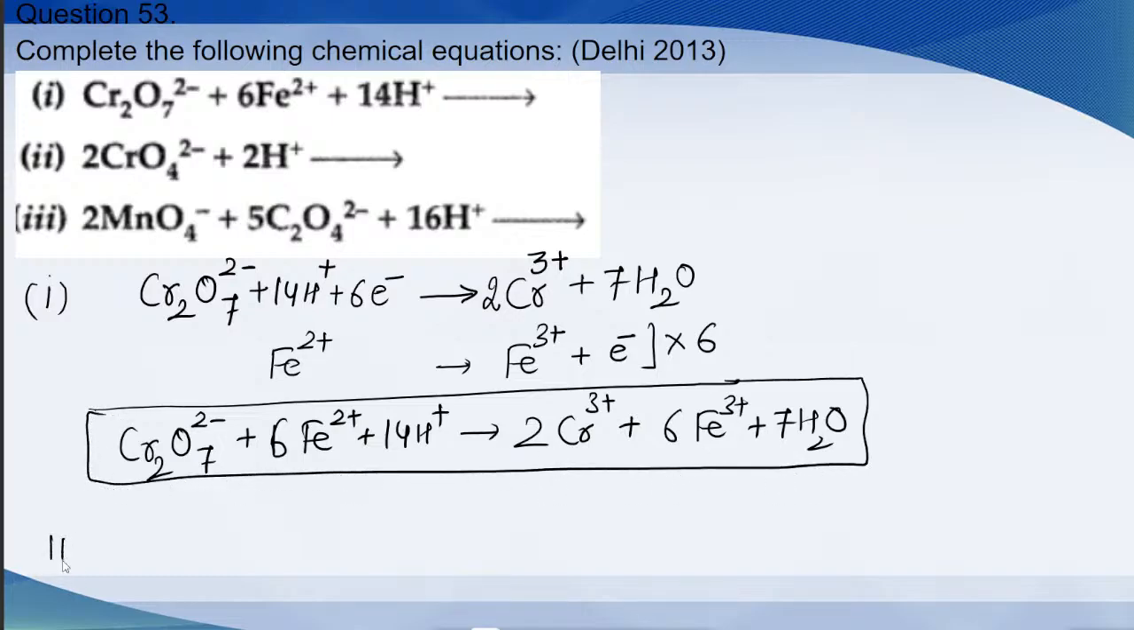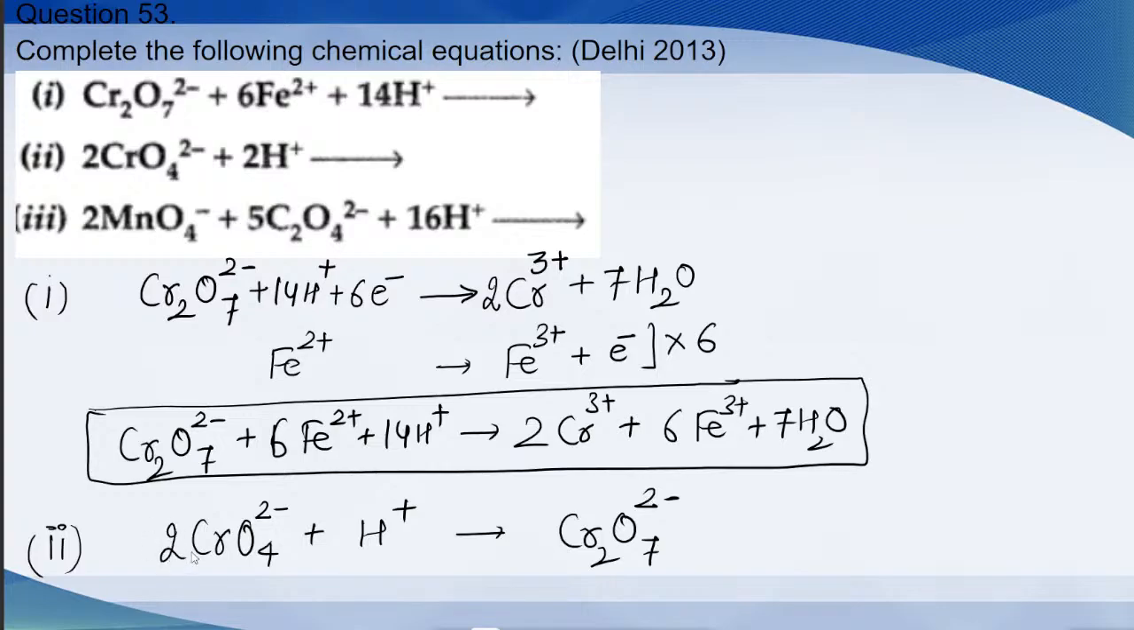That's it. Second one, CrO4 2 negative. CrO4 2 negative in acidic medium gives Cr2O7 2 negative. Chromate is yellow in color, turns into dichromate, which is orange in color, and just balance it.